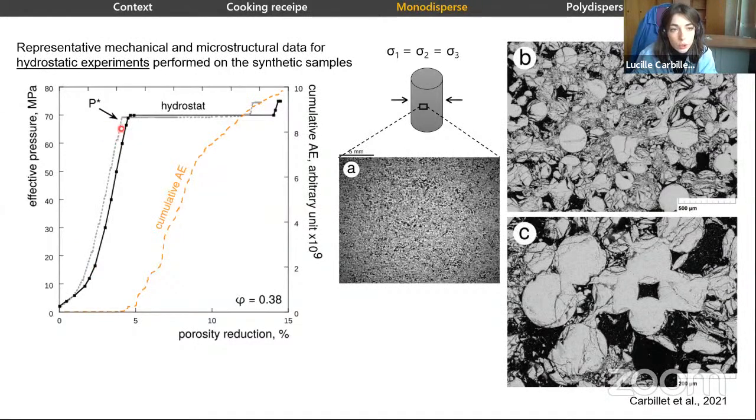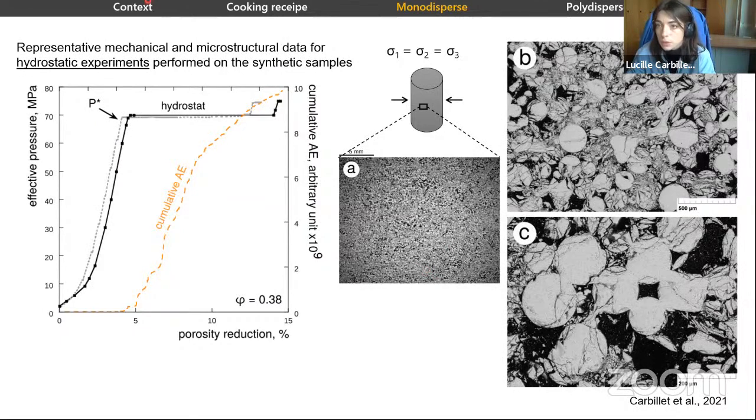And then as we increase effective pressure further, we reach a value that is marked as P star. At the same time, the acoustic emissions burst. And we see that the porosity of the rock decreases suddenly and substantially, while the effective pressure remains almost constant. This P-star value is referred to as the critical pressure for the onset of grain crushing.